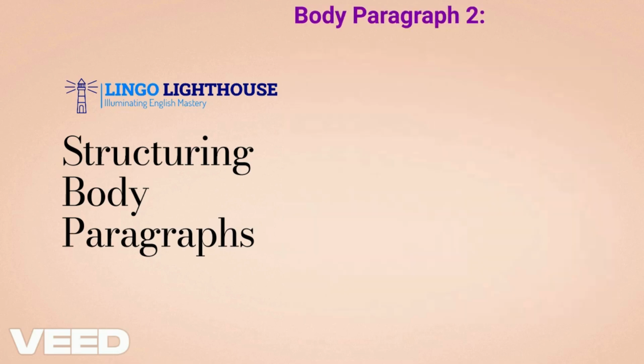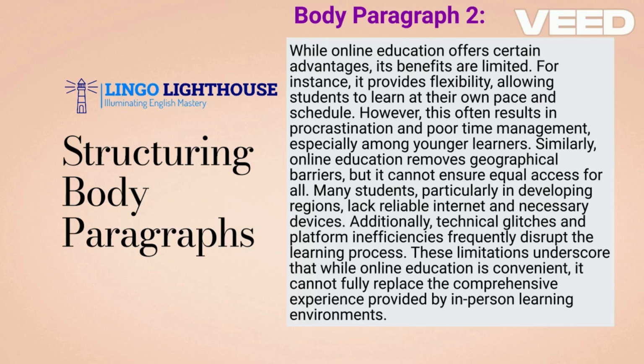Body paragraph 2: mention advantages, but emphasize their limitations. To kick things off, begin with a topic sentence that introduces the idea while hinting at a nuanced discussion. For example, "While online education offers certain advantages, its benefits are limited." This sentence acknowledges the advantages, but immediately signals that the focus will be on their limitations. It's a great way to create balance and set the stage for your argument.